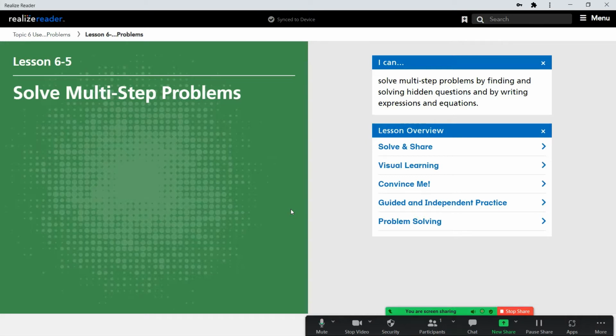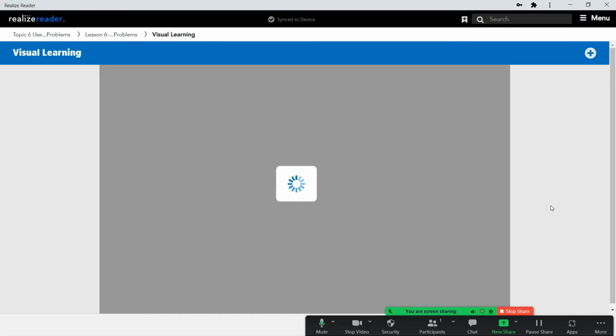We're going to work on how to solve multi-step problems. Our last few lessons have all revolved around multi-step problems. We've talked about modeling them, different ways that we can show them using equations and bar diagrams. And now we're going to do some more work on how to solve them. So let's go ahead and watch our short video lesson.